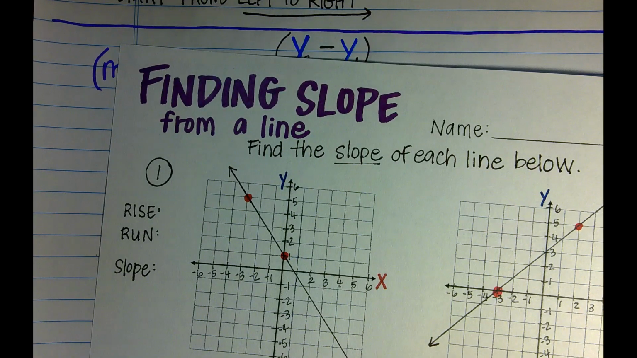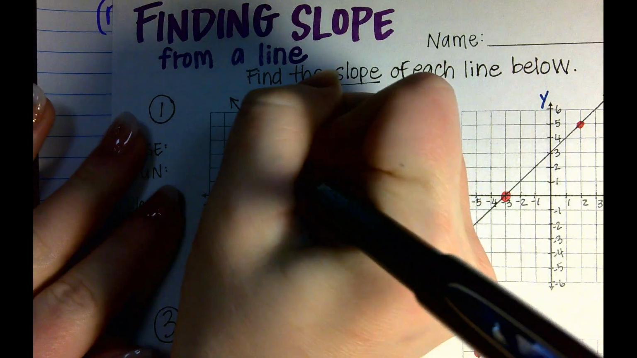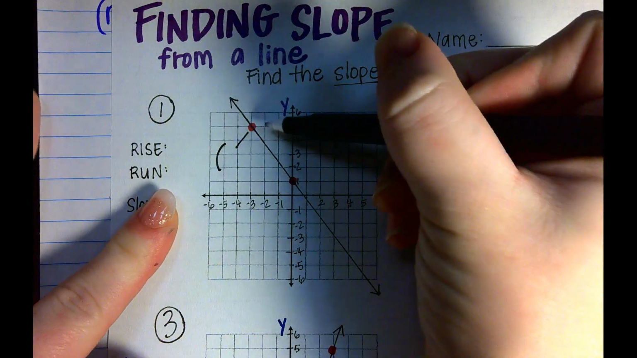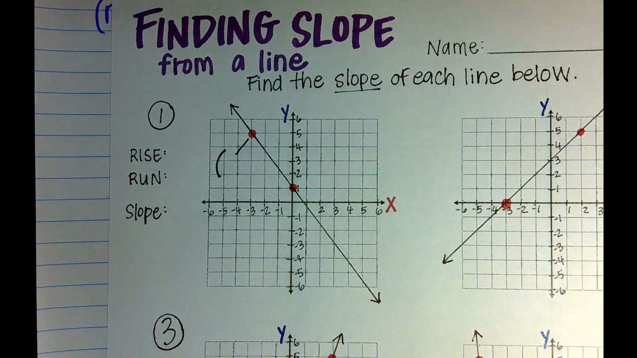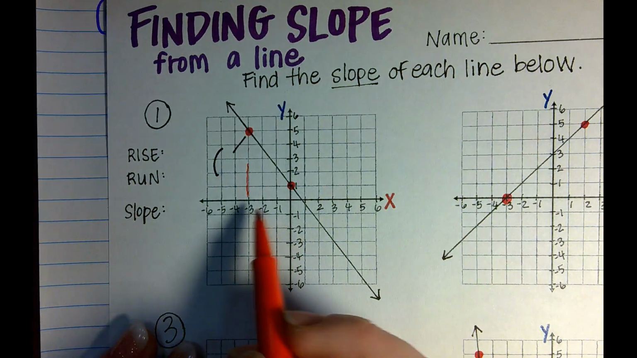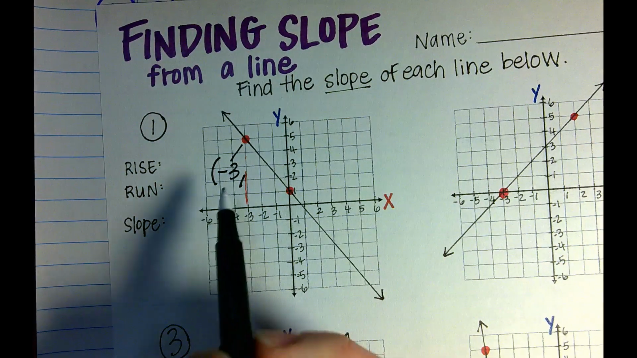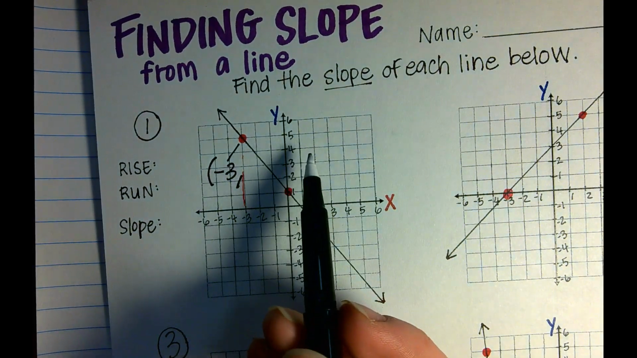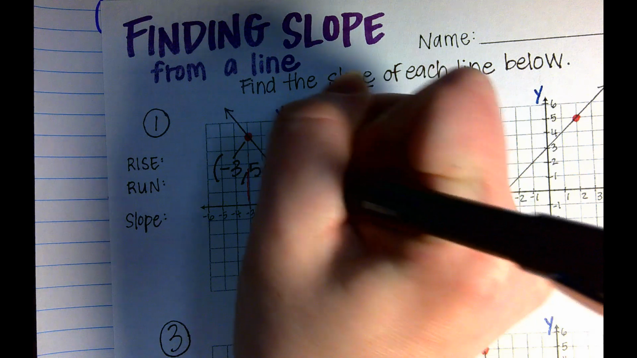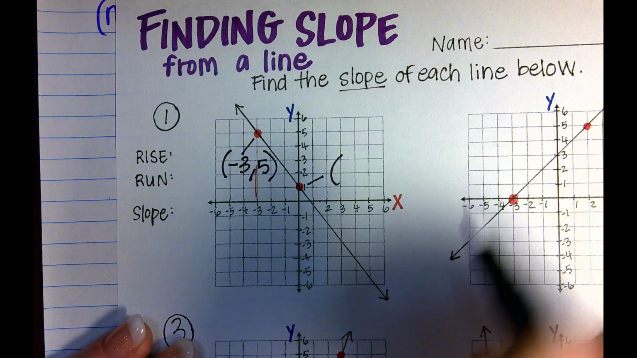Okay, here, let's look at this. Let's name this point. What is our x value? Where does it line up with the x-axis? -3. And what's our y value? 5. Good. So we have -3, 5. And how about this coordinate?